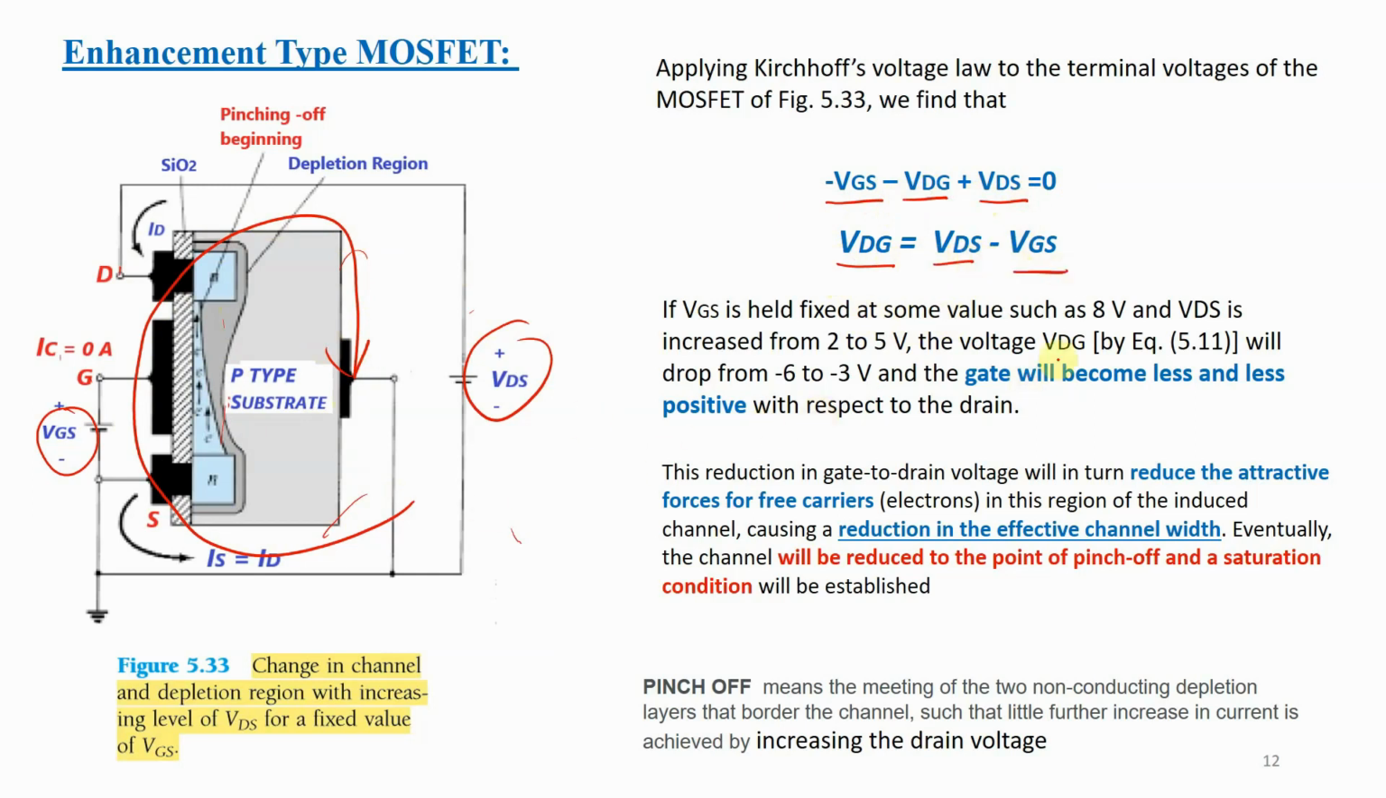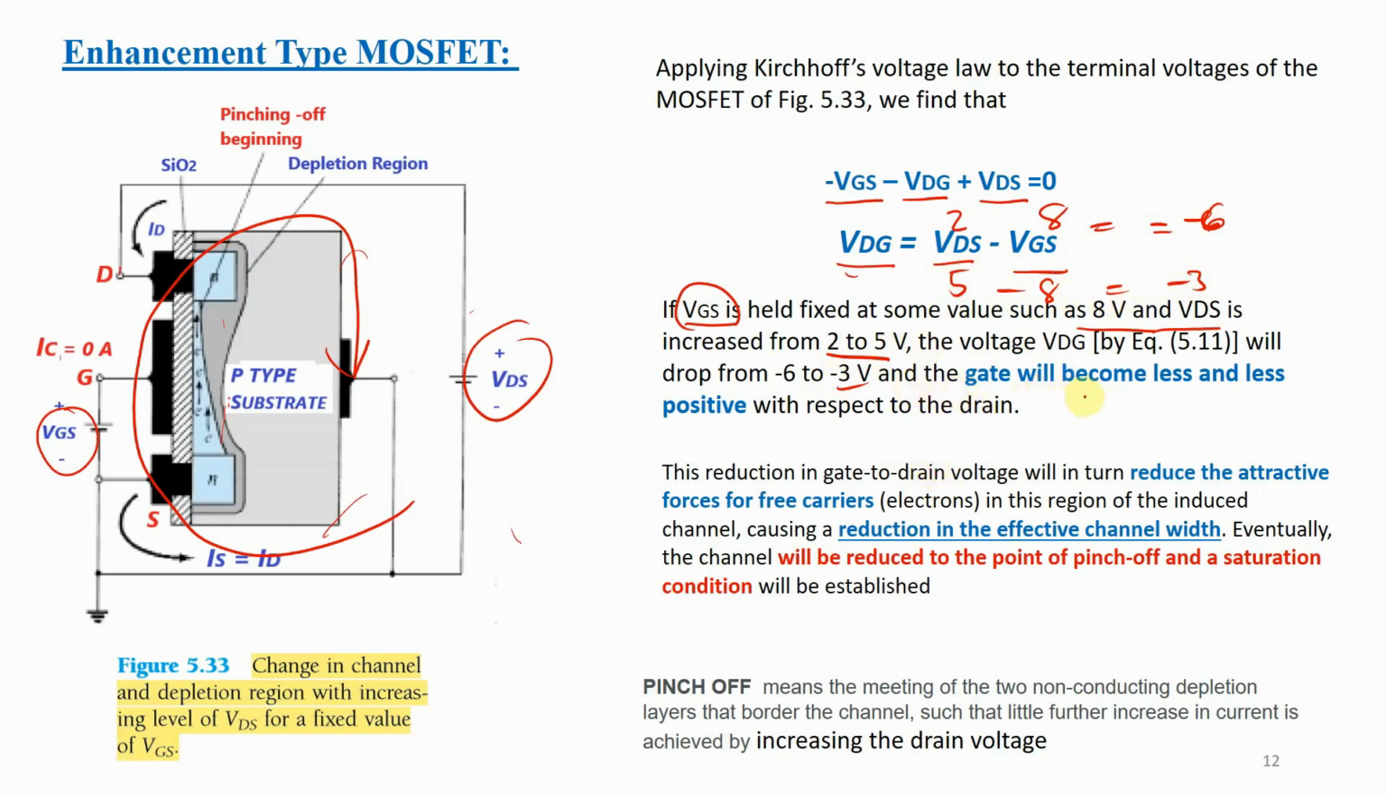Now suppose that I have a constant 8 volt VGS, and then I'm going to increase VDS from 2 to 5. So from 2, this is 2, this is 8. What will be the VDG? VDG is equal to negative 6, right? If I change VDS to 5, minus 8 will be negative 3.